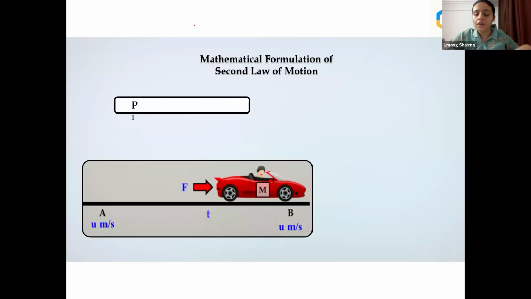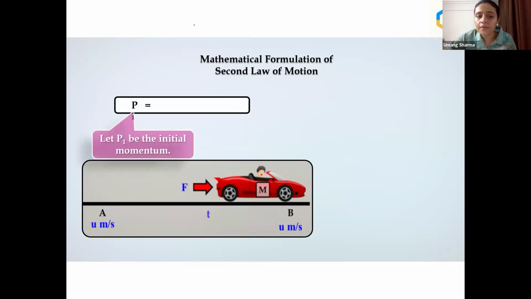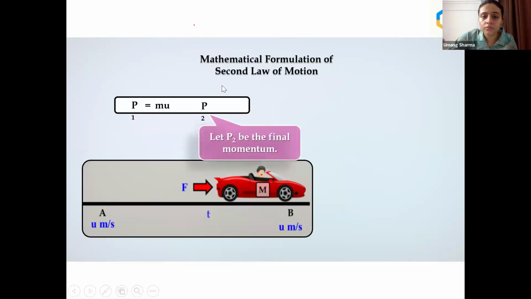We have derived the second law of motion, if you remember. We considered the first case in which the momentum is P1, where u is the initial velocity of the car and P1 is the initial momentum. Change in momentum with respect to time is proportional to applied force. Okay, Dhanishri, thank you so much for writing the answer. Yes, it is correct.